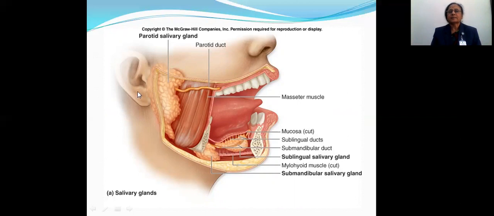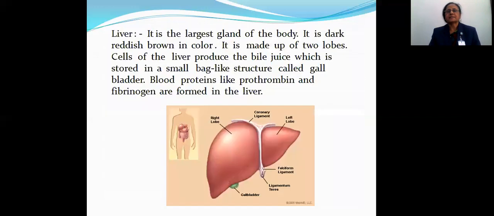The parotid gland is present on the side in front of the ear. Then another gland, this is known as the sublingual gland. It is present below the tongue, and the submandibular gland is present in your lower jaw. These are the three salivary glands.